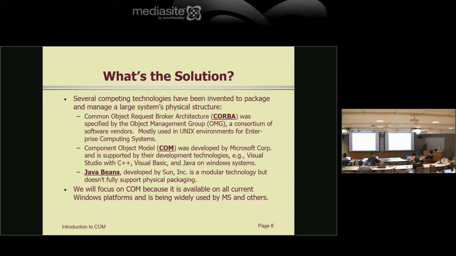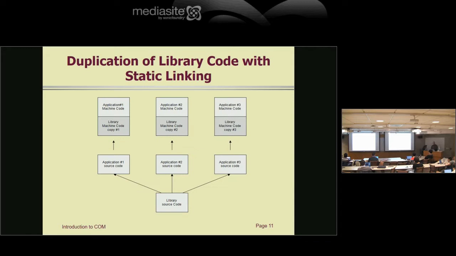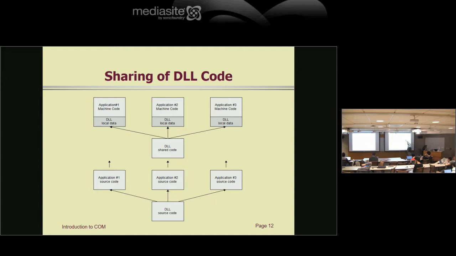So part one of the solution is code reuse by using DLLs. And there's a bunch of references here. And here's the summary of that model. So we have a bunch of applications running in memory. And if we use static libraries, then that code exists in memory and it also exists on the disk. But if we use a dynamic link library, then we have this situation in memory. These guys simply have the stack frames. They don't have the code, but they have the local stack.